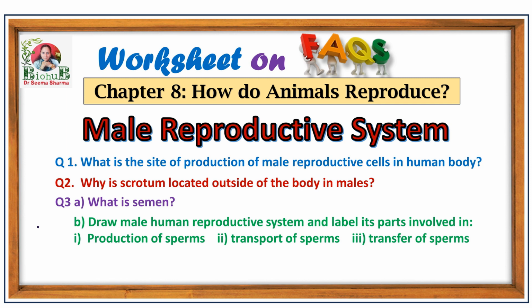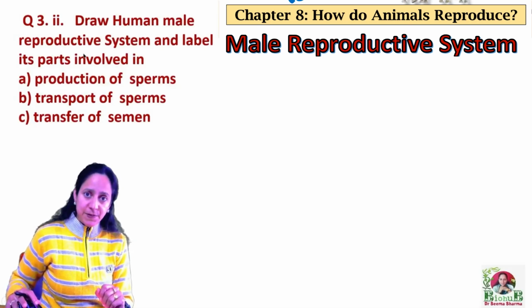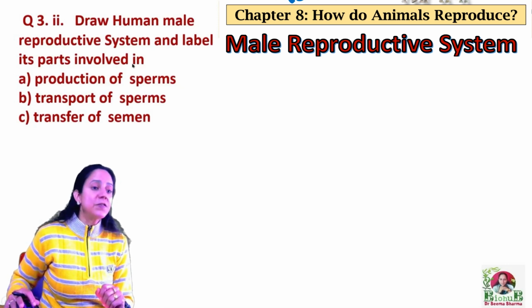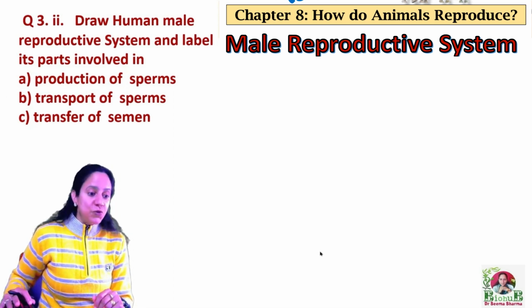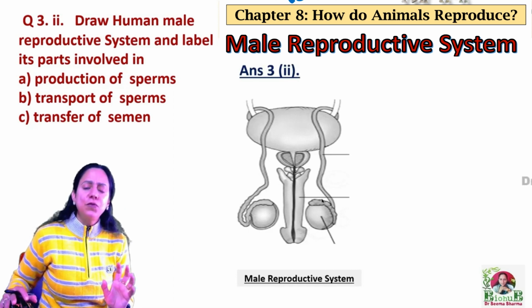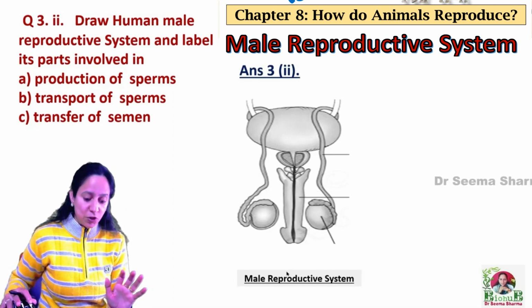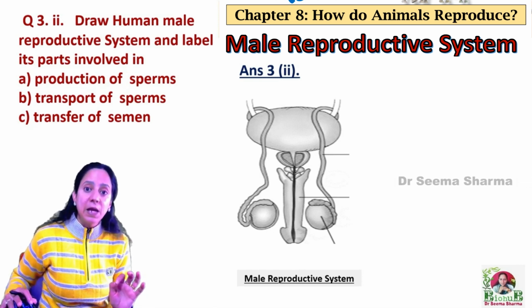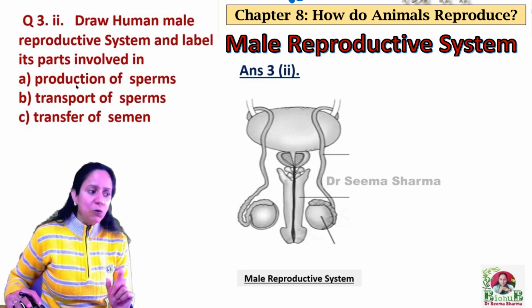And this is question number 3, part B. This question is: draw the human male reproductive system and label its parts involved in A, production of sperms, B, transport of sperms, and C, transfer of semen. So in the answer, you have to first draw the diagram of the male reproductive system. At the bottom of the diagram, you have to write male reproductive system, like I have written here. Then you have to label only the 3 parts which are asked in the question.